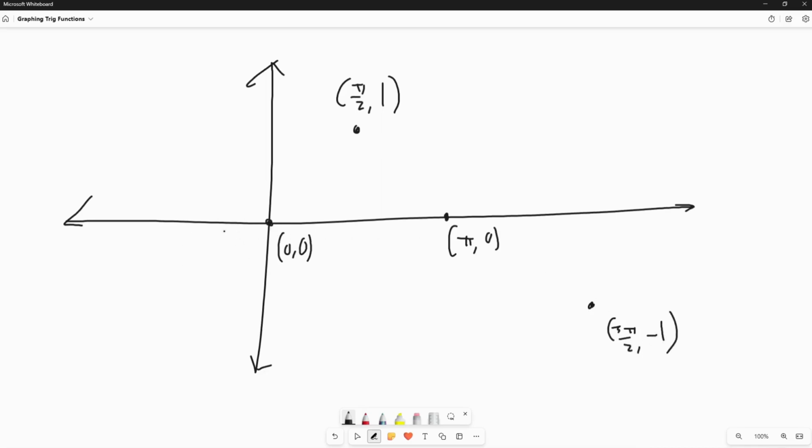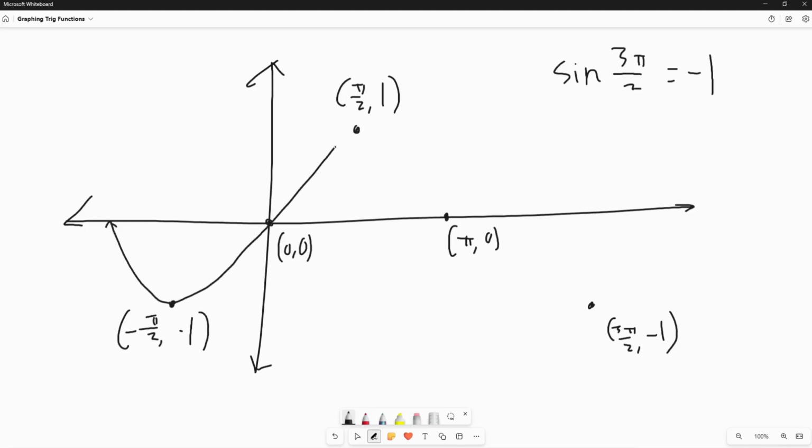But what about the negative values? Let's try negative pi over 2. What is sine of negative pi over 2? Well, that's just the same as sine of 3 pi over 2, which is negative 1. So there's going to be a point here, which is (negative pi over 2, negative 1). And you can see this graph repeats. Let me just draw the line right now. And this graph actually repeats.